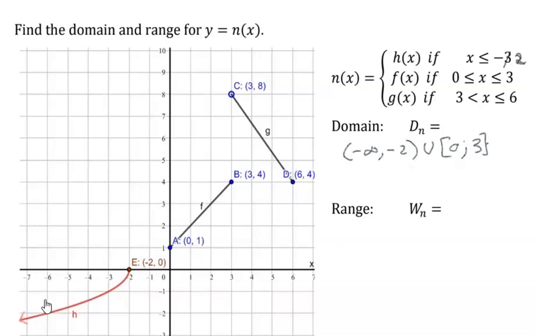And then we union it with 3, which is excluded, up to 6, which is included.